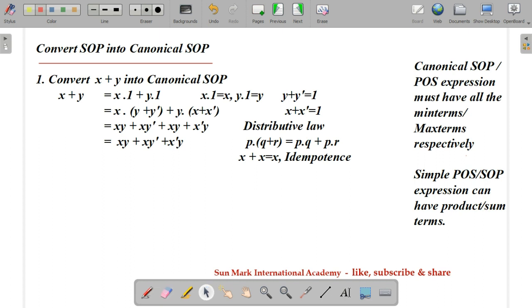SOP means simply they will give product terms or sum terms. From that we have to identify which literal is missing in each term, substitute that term as 1 or 0, then apply the Boolean laws.